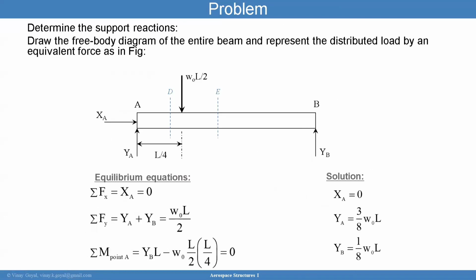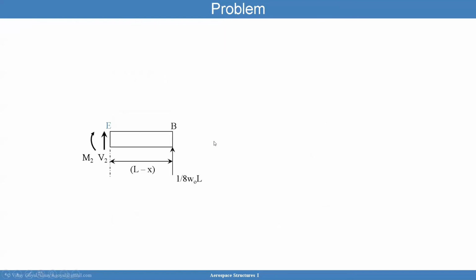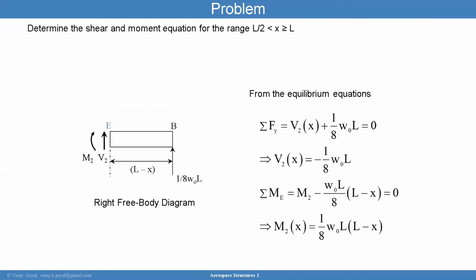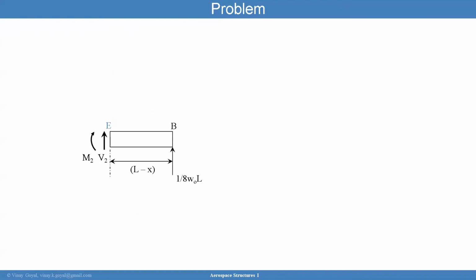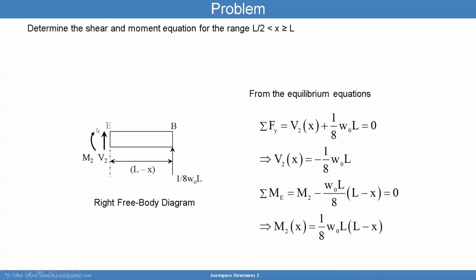Now I have to look at this section here, this section E. I have to do a cut there. I'll do a cut here, and I'll look at the right-hand side. On the right-hand side, I have the reaction force 1/8 W naught L. Very similar process. Do a cut, calculate the shear and the moment.